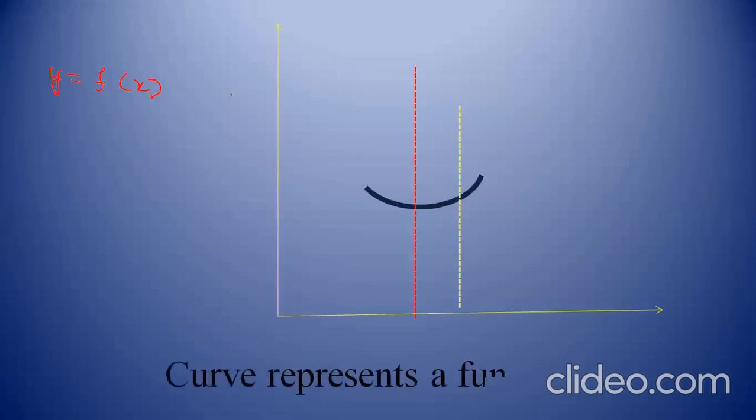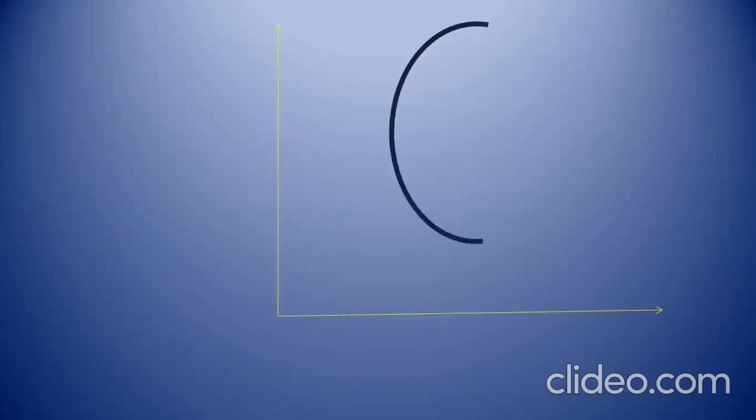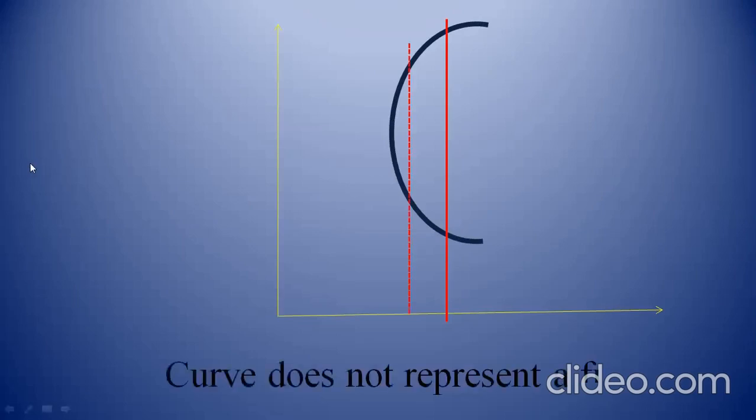If we take another type of function and draw its graph, we get this type of curve. Then draw a line parallel to the y-axis. It intersects the curve at more than one point. So that's why we can say the curve does not represent a function.